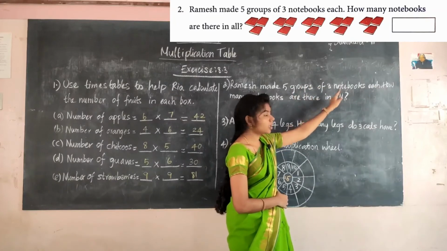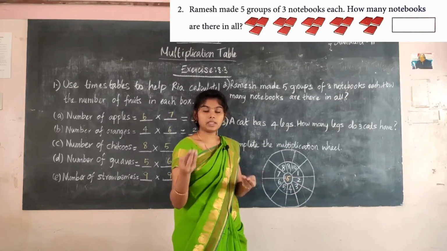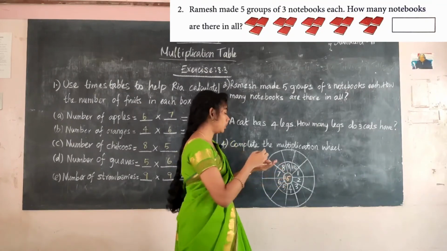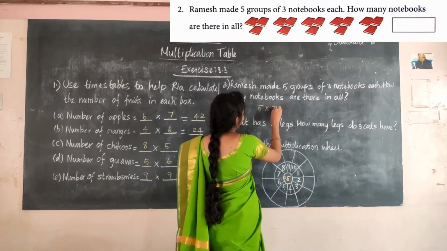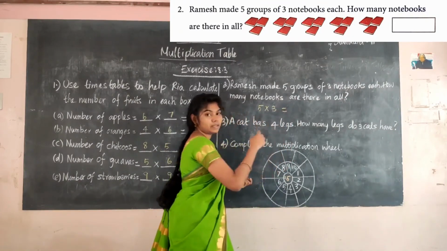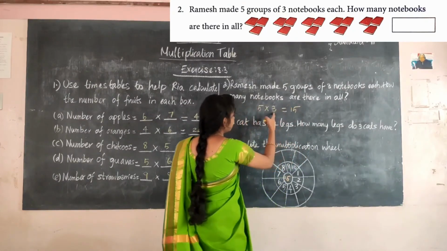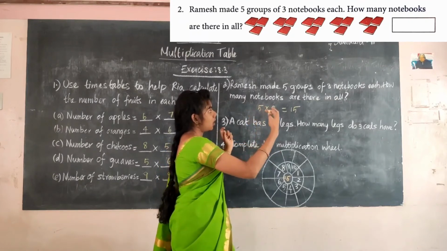5 groups and 3 notebooks. So you can write 5 into 3, 5 times 3, or you can write 3 times 5. The two are the same. So you can write 5 into 3. What is the answer? 5 3s are 15. So simple. You can also interchange the numbers: 3 into 5, that is how many groups and how many notebooks.